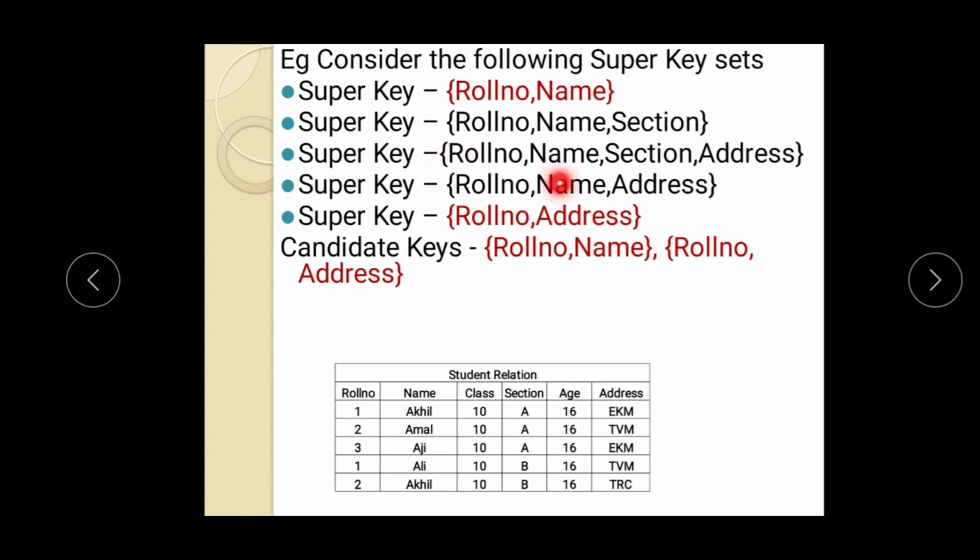So what about this one? Roll number, name, address. I can remove address. I am removing address, and it is still a super key. So this can be reduced. This also can be reduced. The super keys that cannot be reduced are this one and this one. So these will be the candidate keys, or minimal super keys.